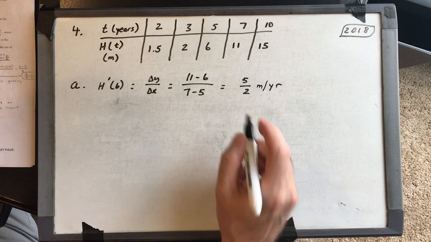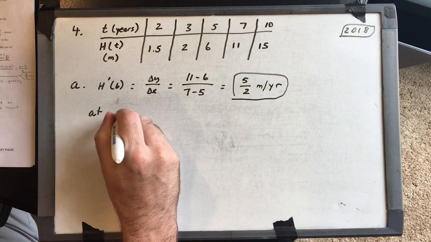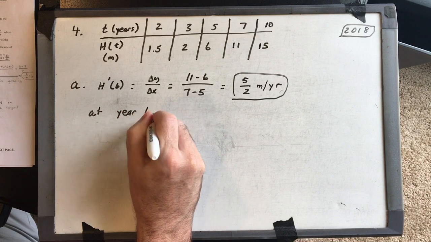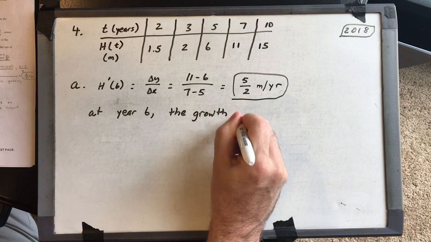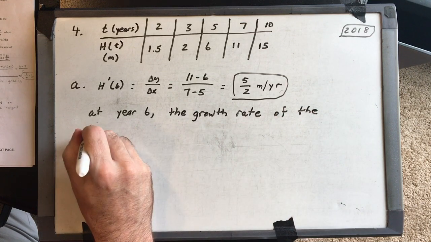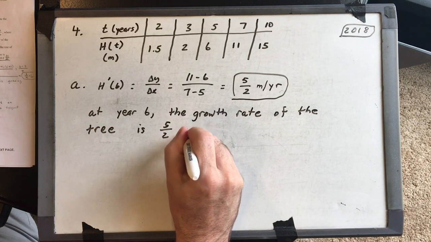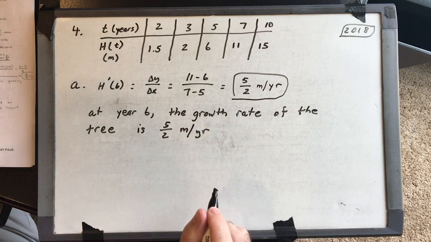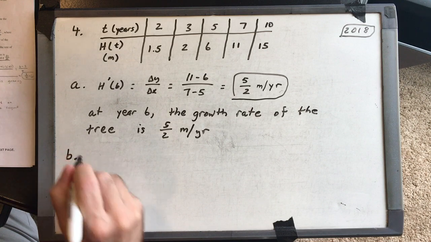All right, and what does that mean? Well, that means at year 6, the growth rate of the tree is 5/2 meters per year. Right? That's all it means. All right, let's look at part B, see if we can fit that in.